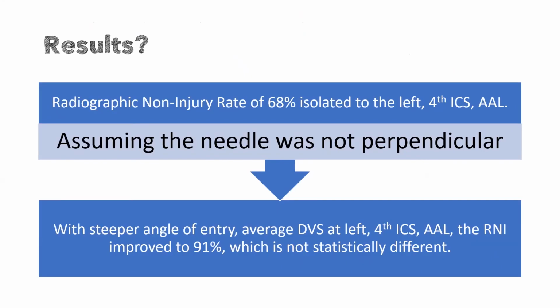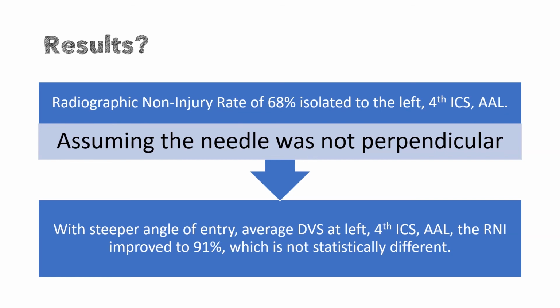Well, they unfortunately had a radiographic non-injury rate of 68%. This was isolated to the left fourth intercostal space anterior axillary line, which is not that good. So that non-injury rate is pretty low. However, the caveat is this is assuming that the needle was perpendicular, perfectly 90 degrees. Now, if we're sticking a needle in the chest and we're pointing it directly towards the heart, then clearly we could cause some injury there.